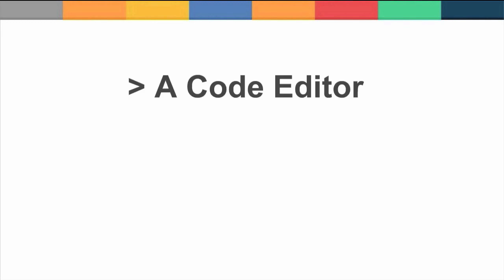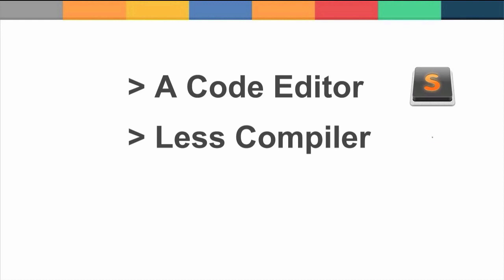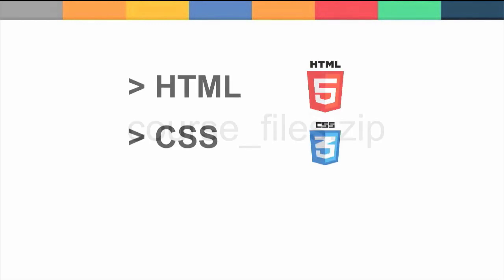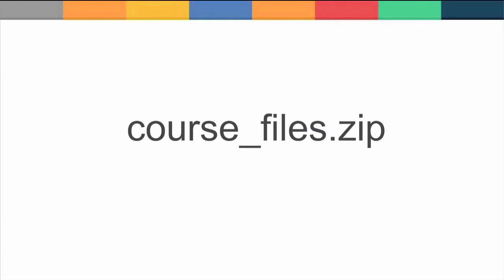For this training, you will need a code editor, so I'll be using Sublime Text. You will also need a precompiler in order to convert the Less syntax into standard CSS, so we're going to be using a third-party application, Simpless, which is very easy to use. I would recommend that you use a modern browser like Chrome or Firefox. For a better learning experience, a working knowledge of HTML and CSS is required. And finally, working files are included and downloadable in order for you to follow along with me.